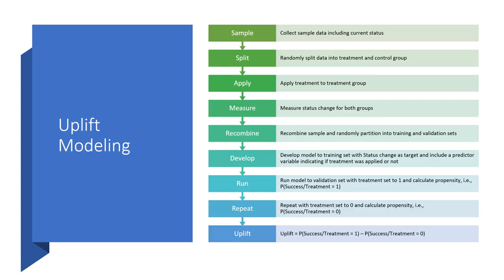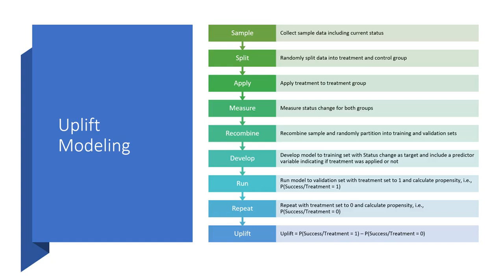So when we do uplift modeling, the first thing you're going to do is split your sample into a control group and treatment group. You'll apply treatment to the treatment group and leave your control group alone or give it the same treatment that it normally gets. And then you're going to measure a change between the two groups. Then you take that sample, combine it back together, and randomly partition it into testing, training and validation sets. From there, you develop a model from your training set with status change as your target and include a predictor variable indicating if the treatment was applied or not.